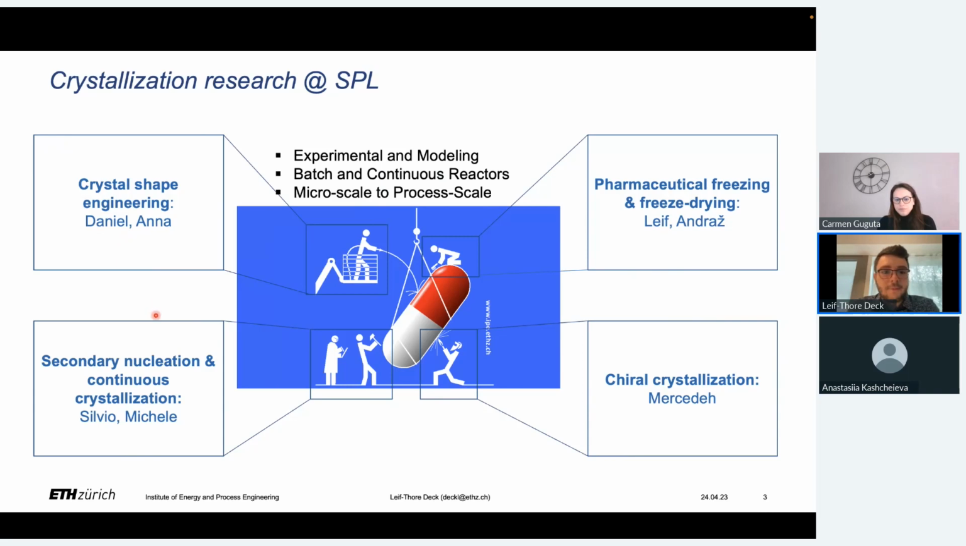And we also work on more complex crystallization processes, like continuous crystallization and crystallization of chiral molecules, like the resolution of enantiomers. Now, what you will see also in my presentation today is that all these projects typically have multiple facets. So we have experimental work and modeling work. We have batch and continuous processes, although all the freezing work now is on batch. And we also have studies at multiple scales, from microscales to process scale. And this is something that will be highlighted very much for freezing.